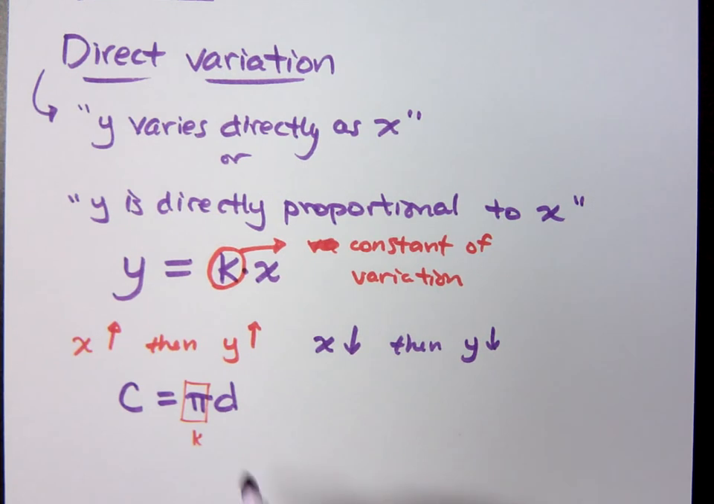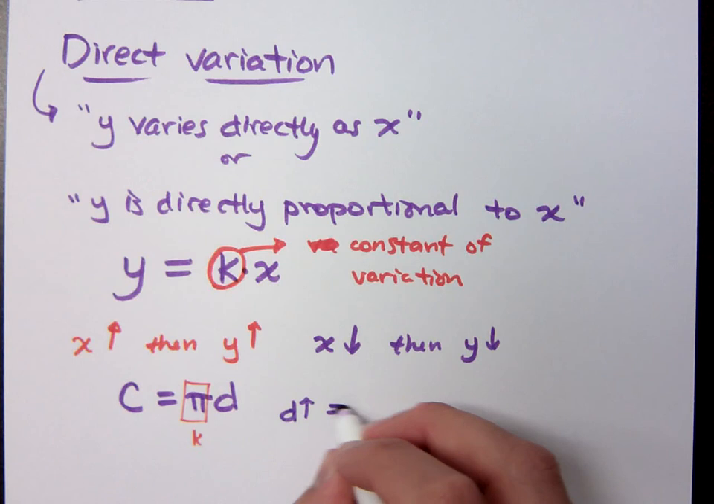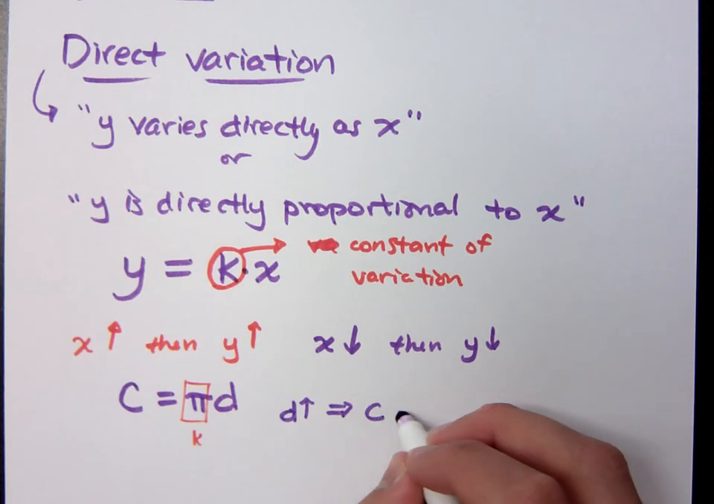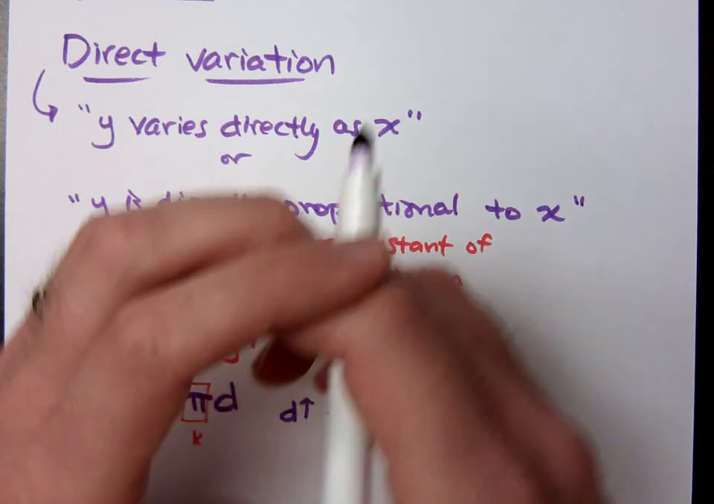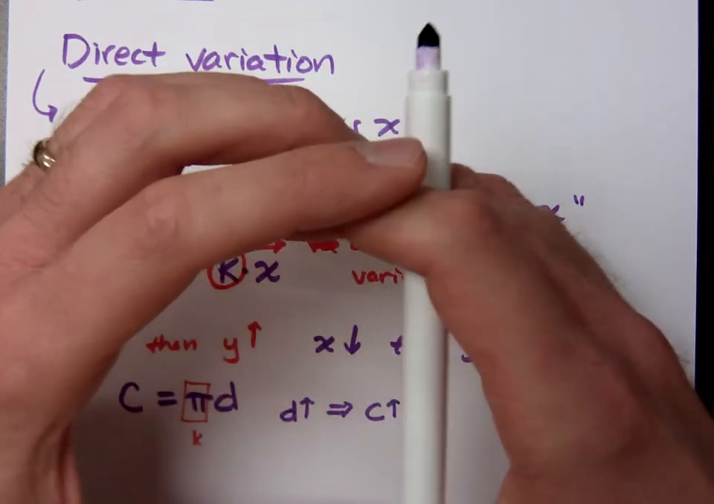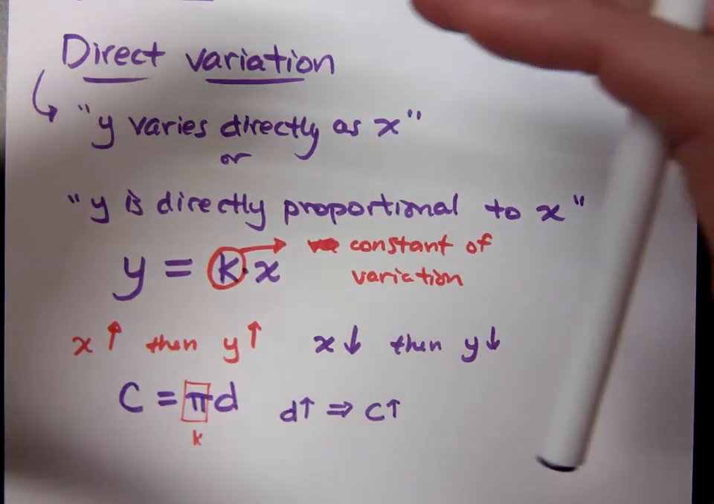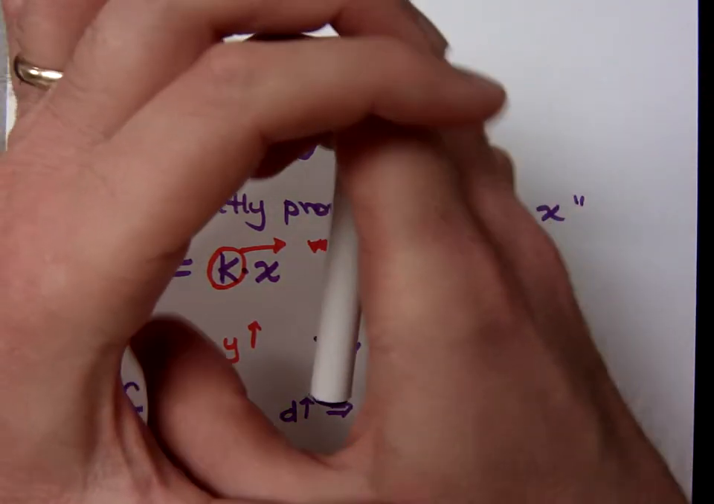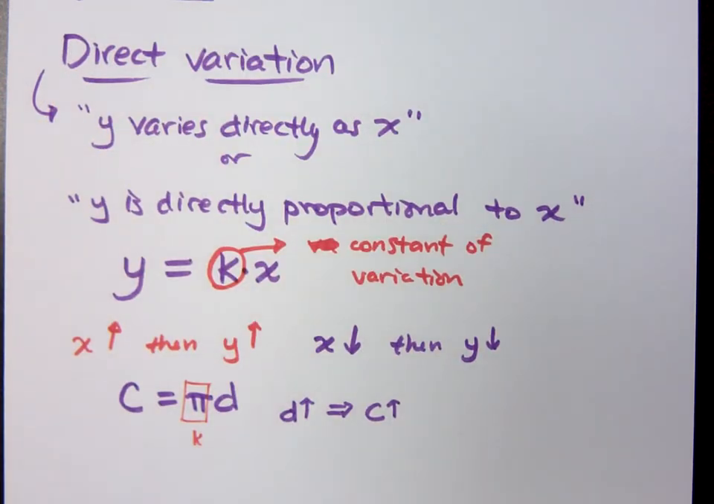But think about this. As you increase your diameter, what happens to your circumference? Right, the larger your diameter, the larger the circumference is. If you shrink down your diameter, what happens to the circumference? It shrinks down as well. So these two are in direct relationship.